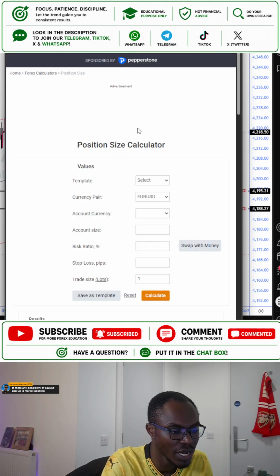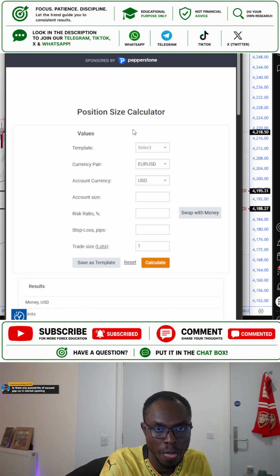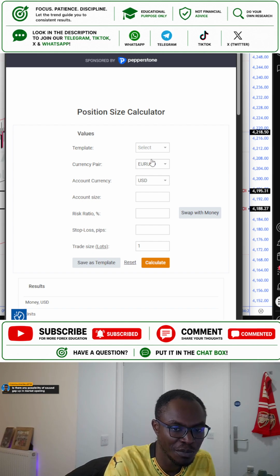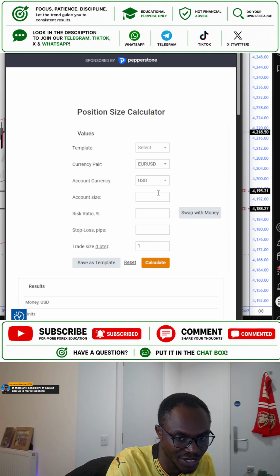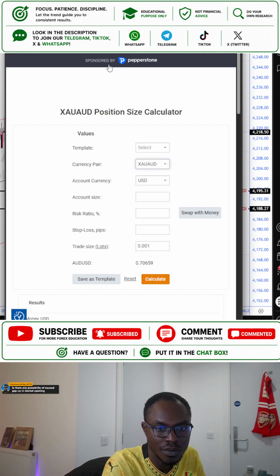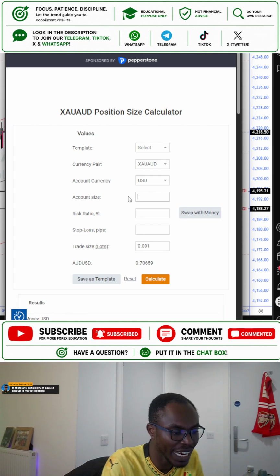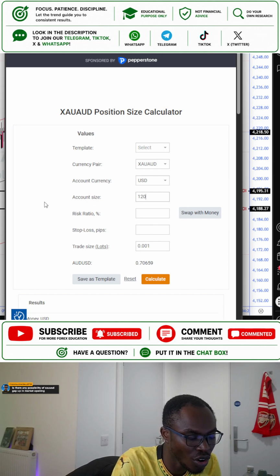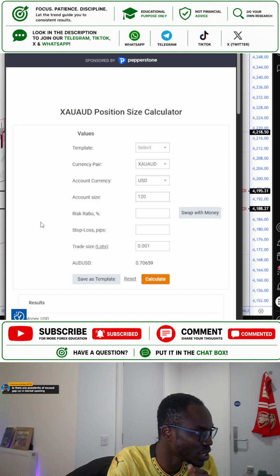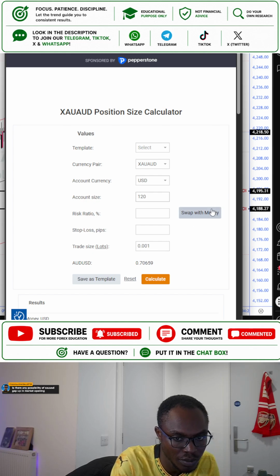Yeah, so when I come here, what I do with the 1:3 is that I only put the amount of money I am risking into my account. Okay, so we trade gold, so I will select gold here. Now the amount of money I have in the account for that trade, I usually leave $120 in the account. I'm using the 120 as a baseline because that's where I started from.